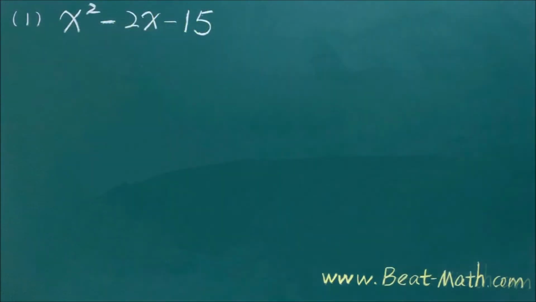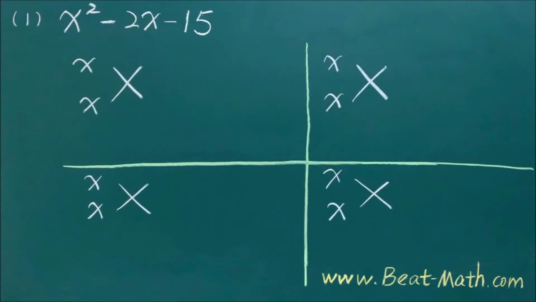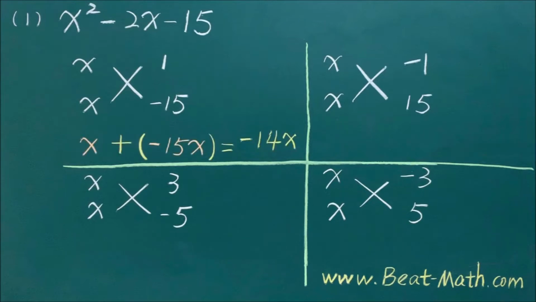x squared minus 2x minus 15. Here, negative 15 can be the product of 1 and negative 15, negative 1 and 15, 3 and negative 5, negative 3 and 5. When using the crossing method, the result of 1x plus negative 15x is negative 14x.